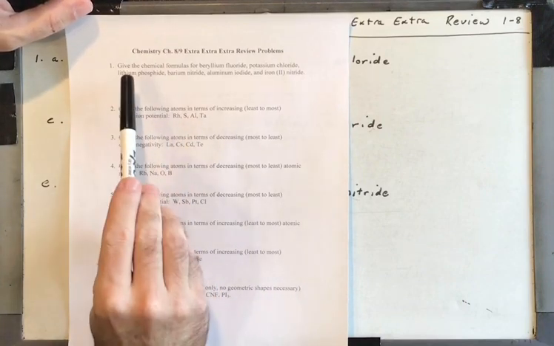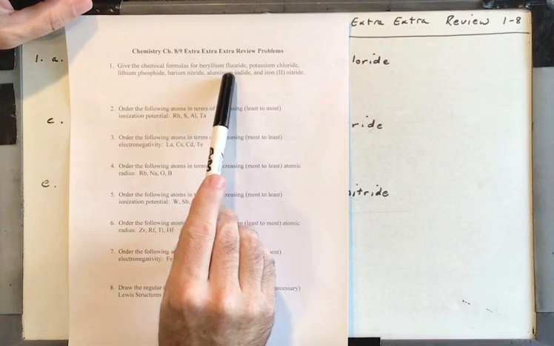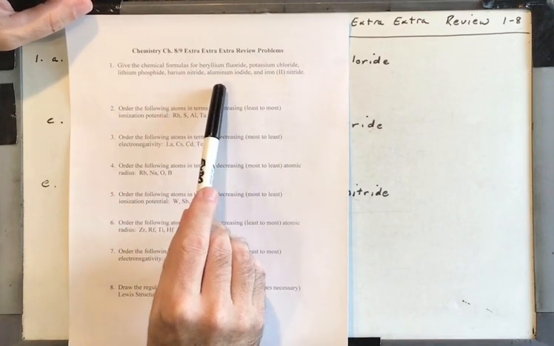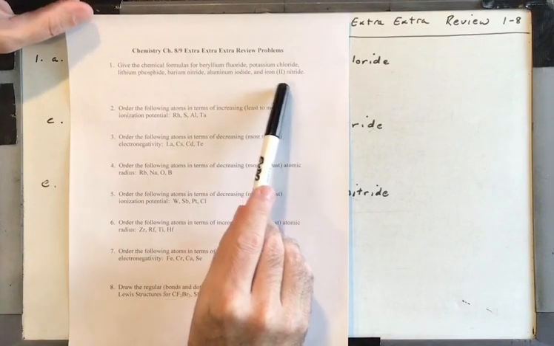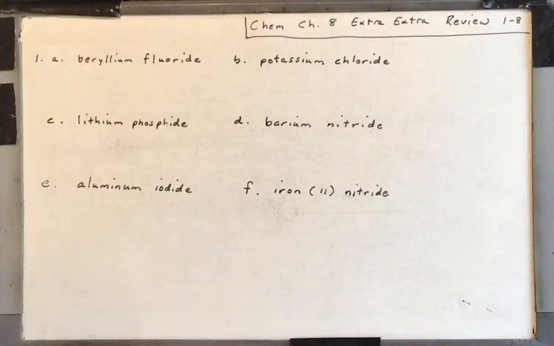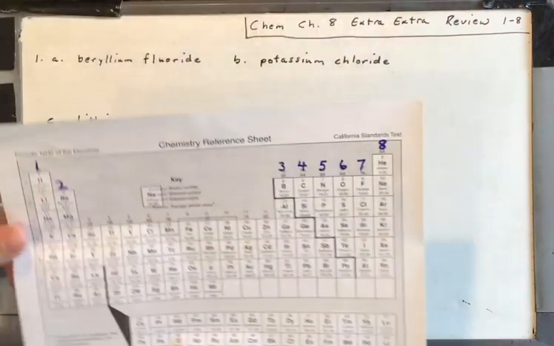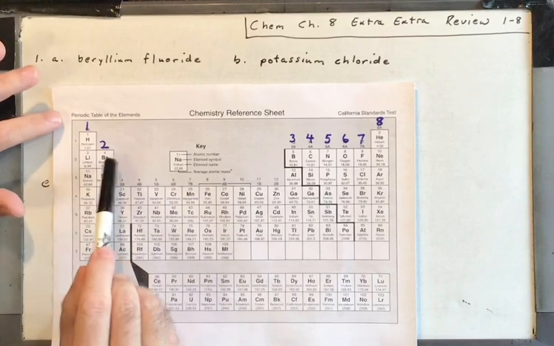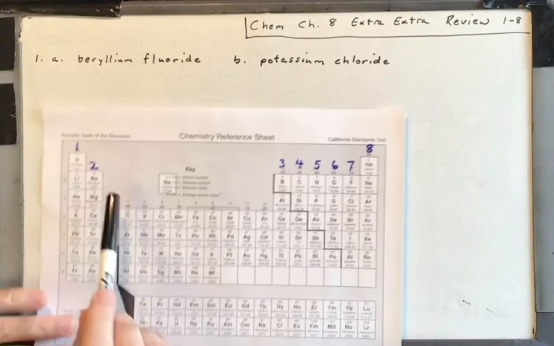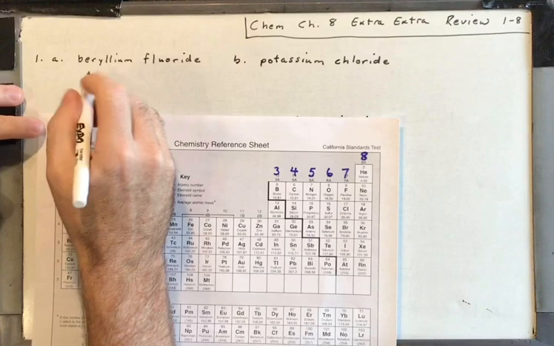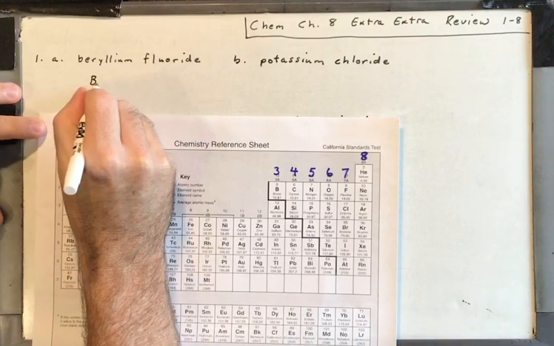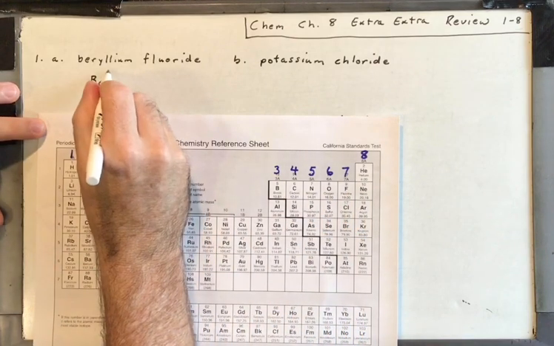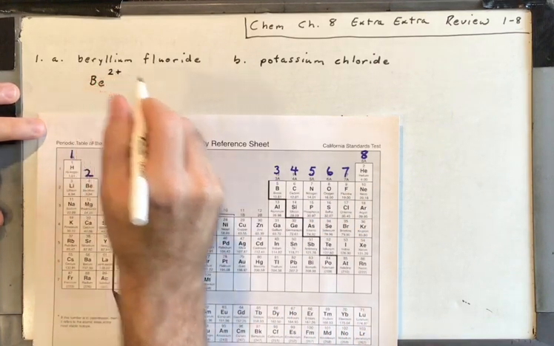So the first one says, give the chemical formulas for beryllium fluoride, potassium chloride, lithium phosphide, barium nitride, aluminum iodide, and iron 2 nitride. Okay, so first one is beryllium fluoride. So I wrote that as A. Beryllium's here in column 2. So if it's in column 2 and it's a metal, it wants to give up 2 electrons so it can be like helium. So if it gave up 2 electrons, it would have a 2+ charge.